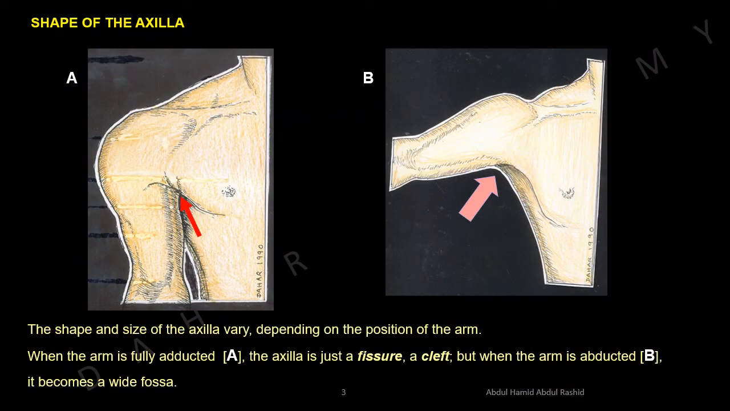Shape of the axilla. We have two diagrams here, diagram A and diagram B. In diagram A, the arm is fully adducted. In diagram B, the arm is abducted. The shape and size of the axilla vary depending on the positions of the arm. When the arm is fully adducted in figure A, the axilla is just a fissure or cleft. But when the arm is abducted in figure B, the axilla becomes a wide fossa.